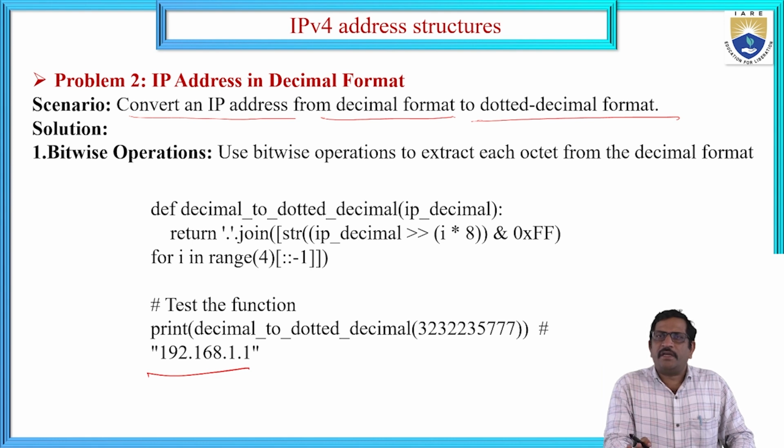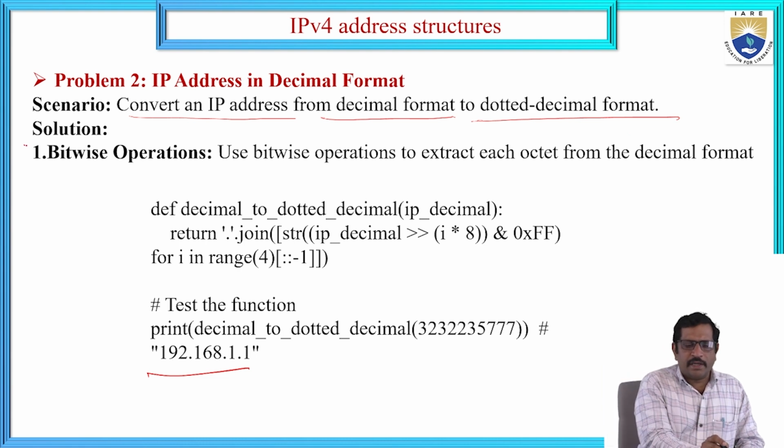Generally the machine can understand only the binary form. The machine binary form is the machine-understandable form. So that's why whatever IP address we are taking here, we convert it from decimal format to dotted decimal format.